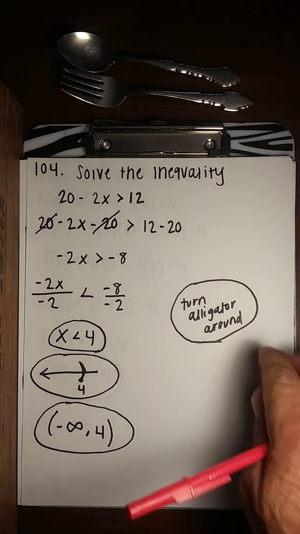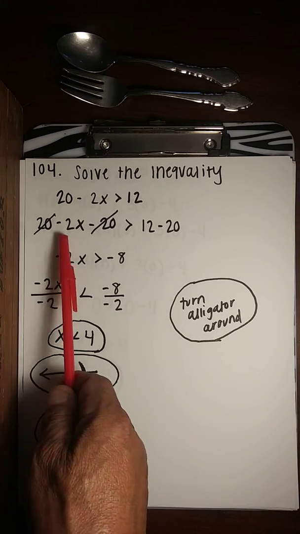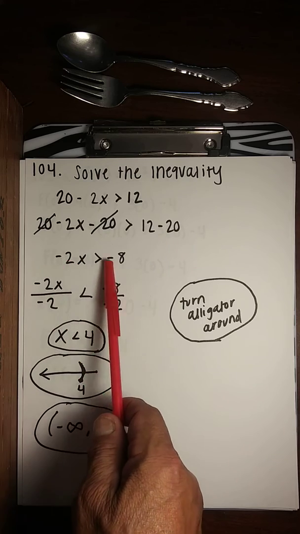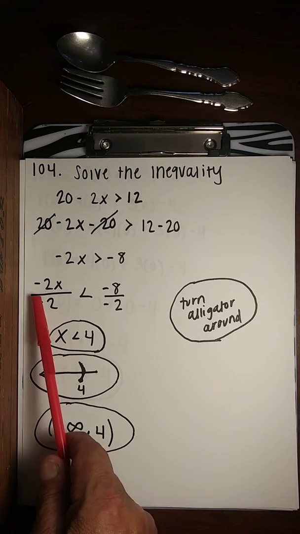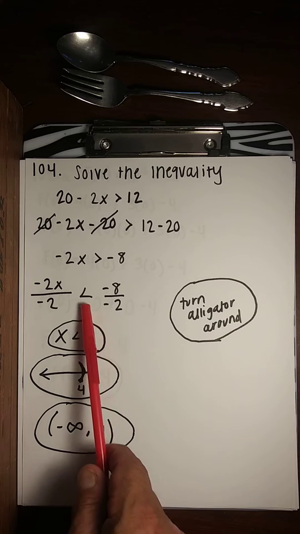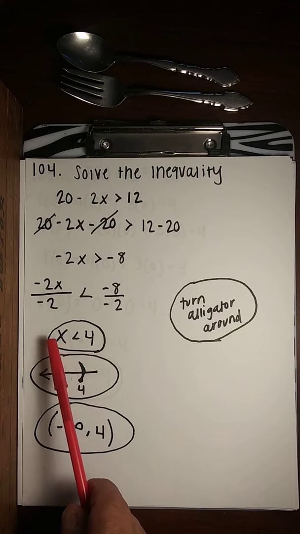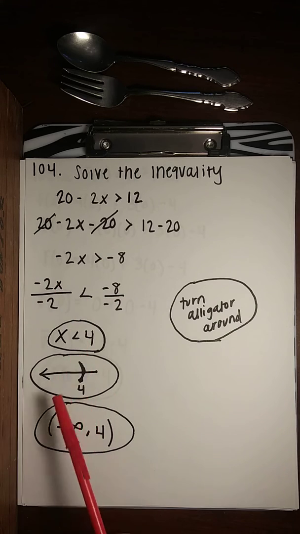Solve the inequality. So, I'm going to have minus 12, minus 20, both sides, so negative 2x is bigger than negative 8. Divide by negative 2, divide by negative 2, turn that alligator around. See that the inequality sign is flipped. So x is less than what? 4. Or from 4 that way, or from 4 to negative infinity.